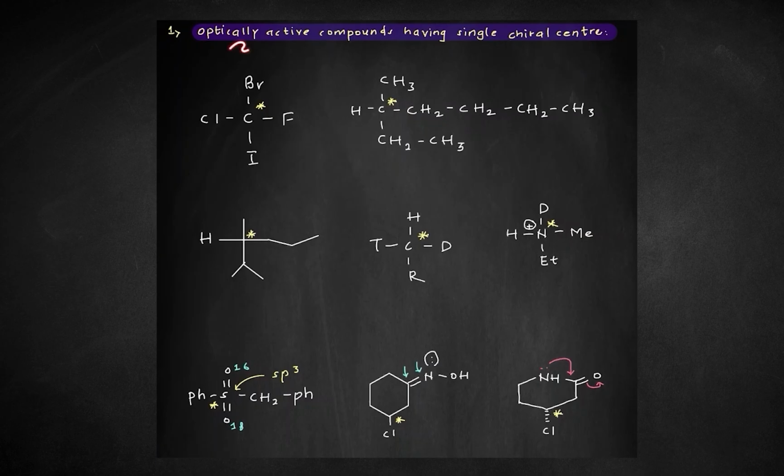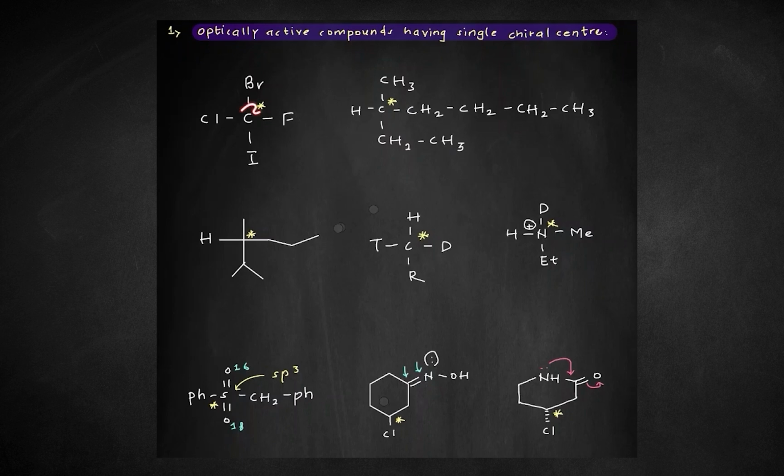First case is optically active compounds having a single chiral center. As we have already studied, chiral center, stereo center, stereogenic center or asymmetric center are the same thing, but they are very much different from, or not related to, the phenomenon called chirality, chiral molecule or optical activity.